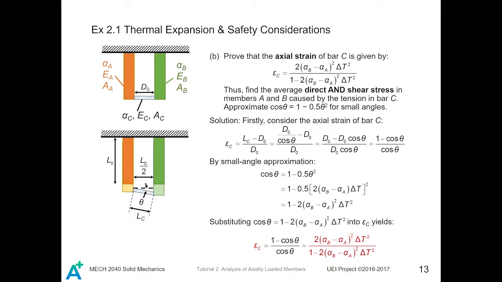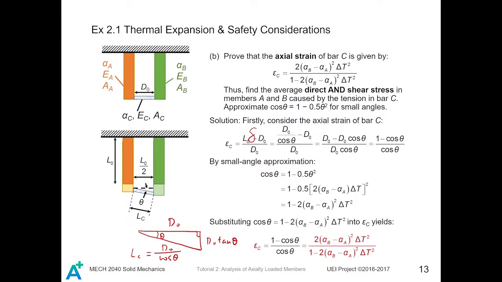For part B, we are going to prove the axial strain of the bar C. So we still consider this right angle triangle, D0 and theta. Then this side becomes D0 tangent theta, and the hypotenuse will become D0 divided by cosine theta. If we call this hypotenuse LC, then the axial strain of bar C equals LC minus its original length. So it is the difference or the deformation caused by the change of temperature.